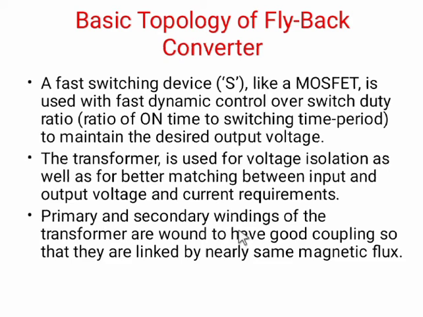The primary and secondary windings of the transformer are wound to have good coupling, so that they are linked by nearly the same magnetic flux. So the primary and secondary windings are both wound near each other, so there is less magnetic leakage.